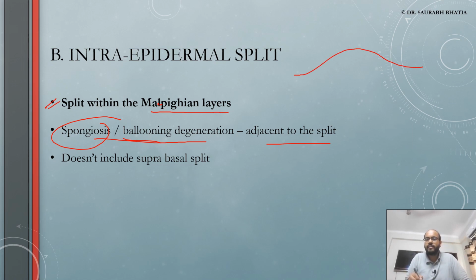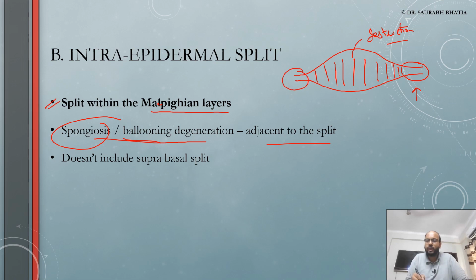Now remember, if a split has occurred, the majority of the inflammatory activity is happening at the split, but here the destruction is so severe that the layers have separated. So you may not be able to appreciate subtle changes. These subtle changes will be seen adjacent to where the split is ongoing. That is why you see spongiosis and ballooning degeneration or other mechanisms adjacent to the split, because here the destruction is not so severe as to overshadow these subtle histological findings. This doesn't include suprabasal split. We'll discuss that separately.